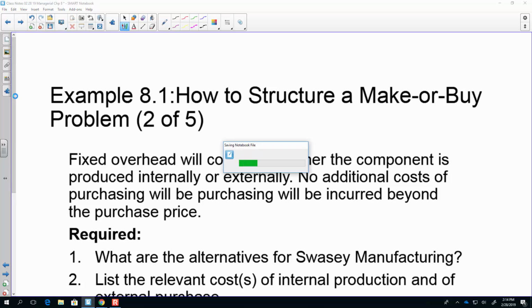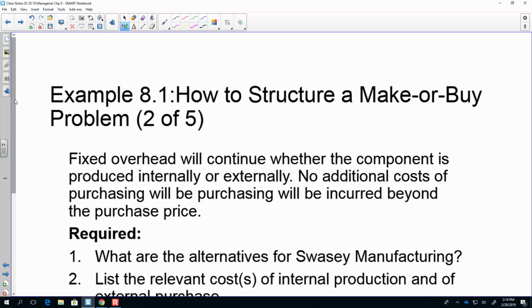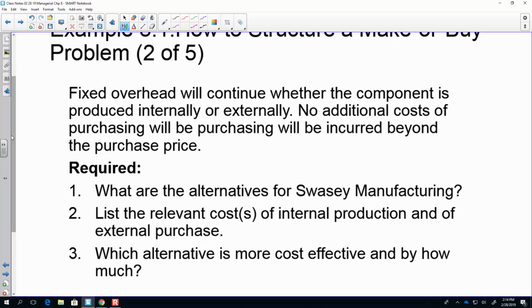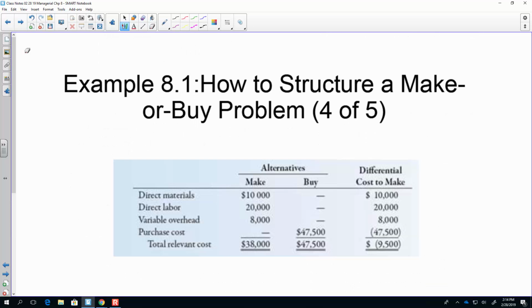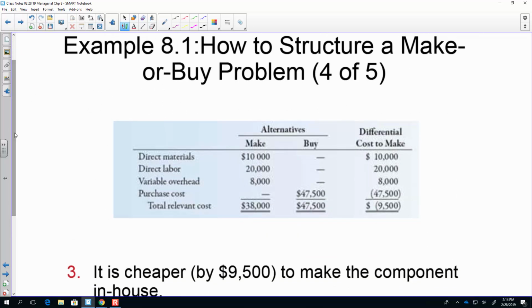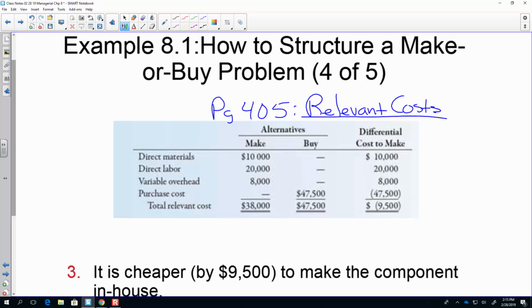So here's how they came up with the answer. Five slides? Oh God, Gary, don't show me 5 slides, I'll go crazy. Here, what are the alternatives, make or buy? What are the costs of each alternative? So they came up with this nice little table. This table is on page 405. Here, it does show the relevant costs. Look at the list on the left. Which costs are relevant? What behavior type are we looking at?